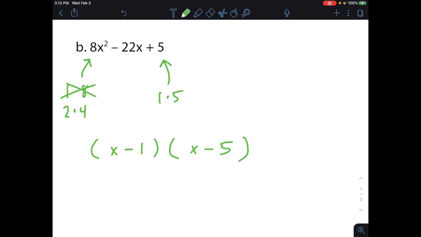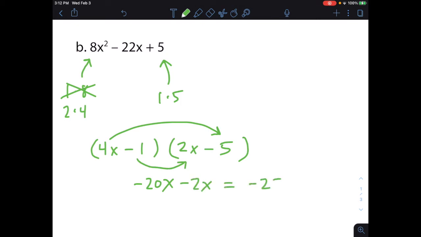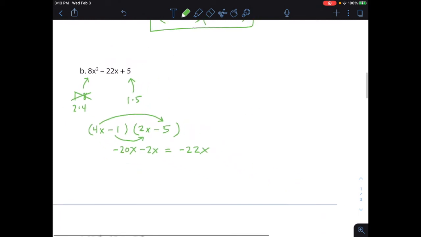We want to get to 22. One thing to think about is 4 times 5 is 20. So maybe we should think about putting the 4 here and the 2 here. 4 times negative 5 is negative 20x. Negative 1 times 2x is negative 2x, and they're both negative, so it's negative 22x. So there we go. We have our answer. Our answer is 4x minus 1 and 2x minus 5.